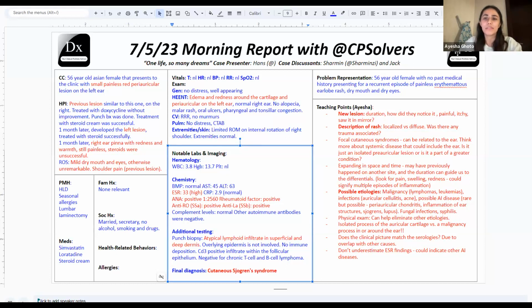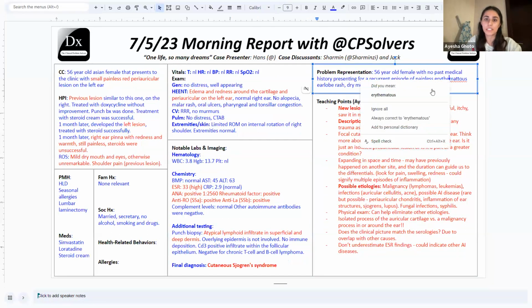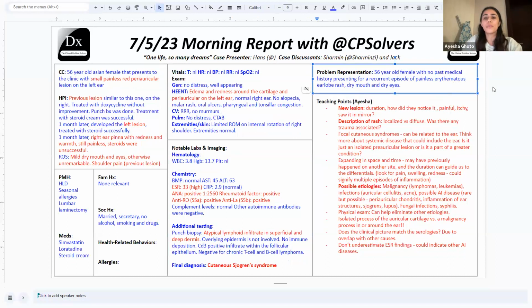Okay, so today we have a 56-year-old female with no past medical history who presented with a painless erythematous earlobe rash. So when we're looking at a new lesion, what we need to consider, first of all, is to start off with how long has this rash been there? How did the patient notice it first? Did they see it in the mirror? Did someone else see it? Was it painful? Was it itchy? Did it irritate them? And then you need to figure out how to describe the rash.